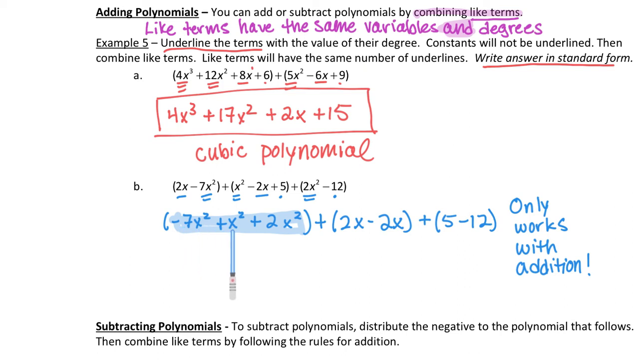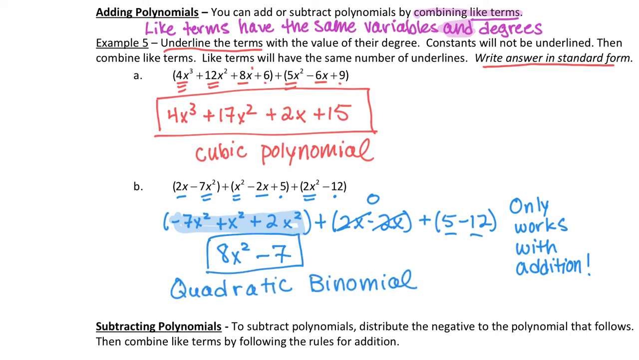Negative 7x squared plus x squared would give me negative 6x squared, and then plus 2x squared would be 8x squared. And for this next one, 2x minus 2x, those are just going to cancel and become 0. So it's just our 0. I don't need to write that down. And then finally, I've got 5 minus 12, and that will be negative 7. And that's my final answer. For this one, just as a review, this is a quadratic binomial.